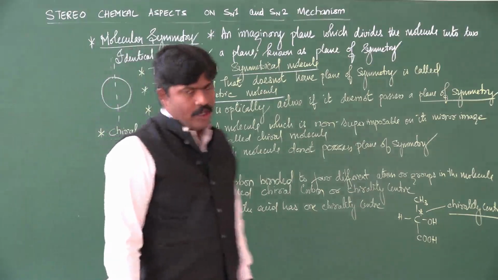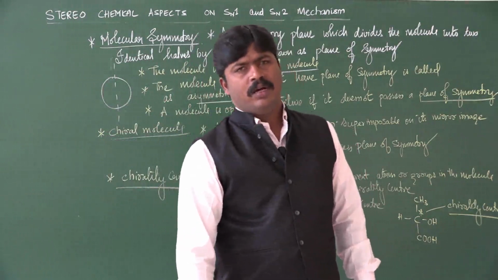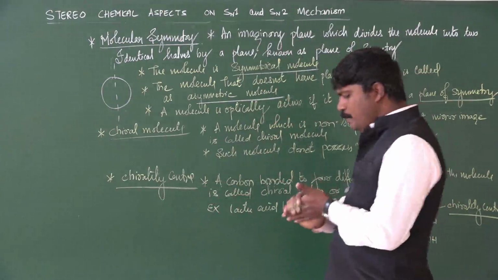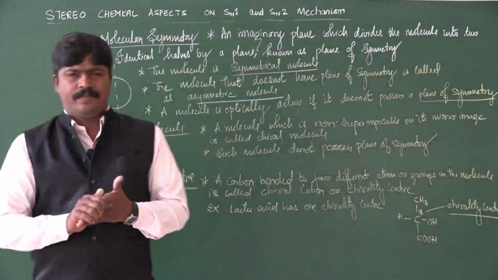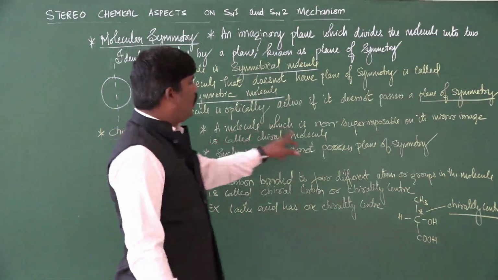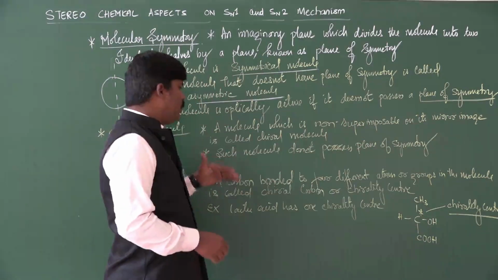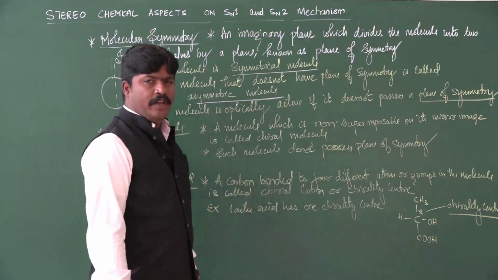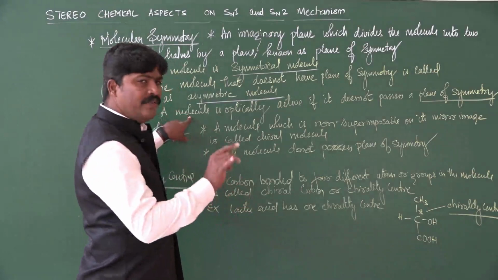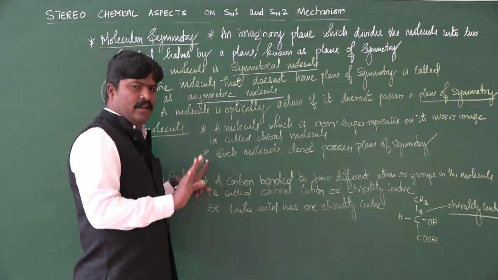Second condition: the molecule should be chiral. What is a chiral molecule? A molecule which is non-superimposable on its mirror image is called a chiral molecule. Point number one. Point number two, such a molecule does not possess a plane of symmetry. Point number three, a molecule is optically active if it does not possess a plane of symmetry, and a chiral molecule does not have a plane of symmetry.